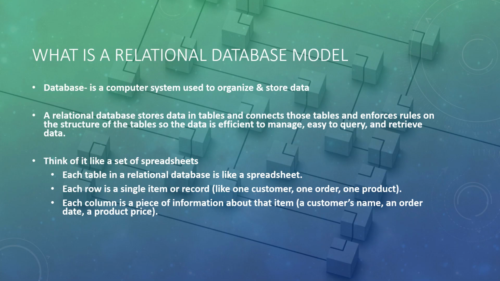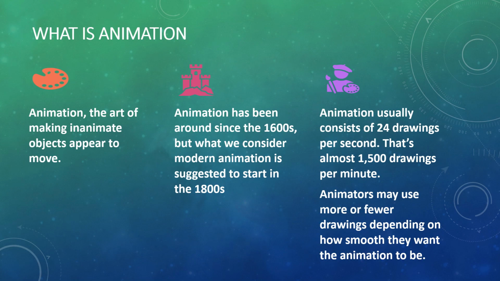Each table in a relational database is like a spreadsheet. Each row is a single item or a record, like one customer, one order, one product. Each column is a piece of information about the item, such as a customer's name, an order date, or a product price. A little information about animation.